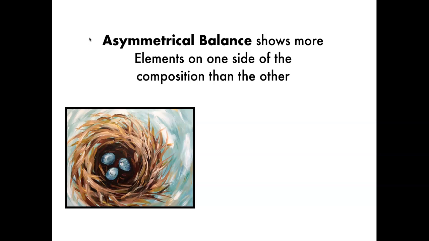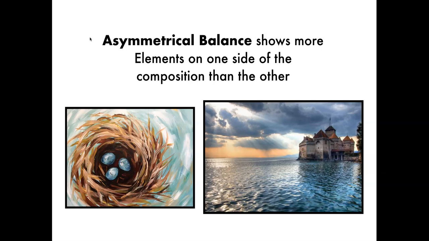Asymmetrical balance shows more elements on one side of the composition than the other, or you're just going to have an uneven placement of elements. In both of these images, we're seeing a large form on one side of the composition and really no form of anything on the other half, so that would make it asymmetrical.